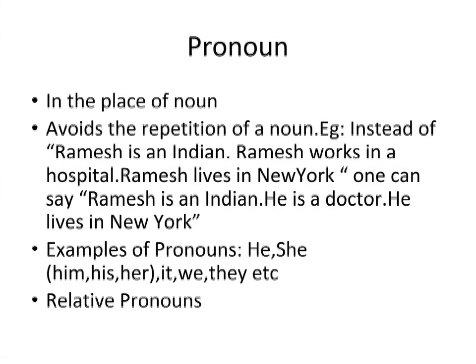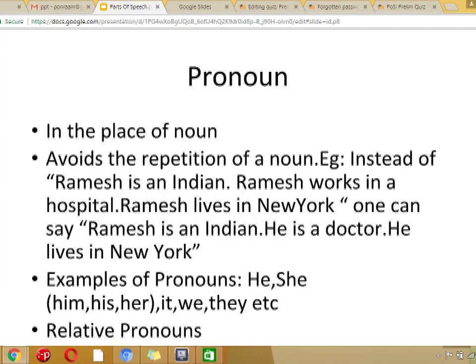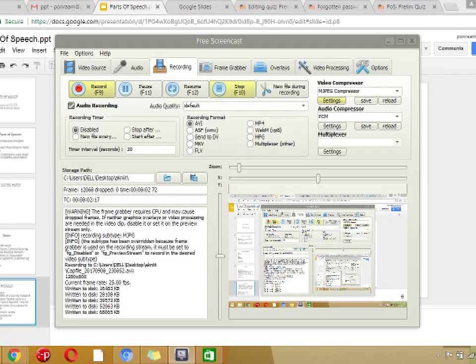Examples of pronouns include he, she, him, his, her, it, we, they, and so on. And we have yet another type of pronoun which we call relative pronouns. Relative pronouns, they relate one part of the sentence with the other. For example, we do have which and that.